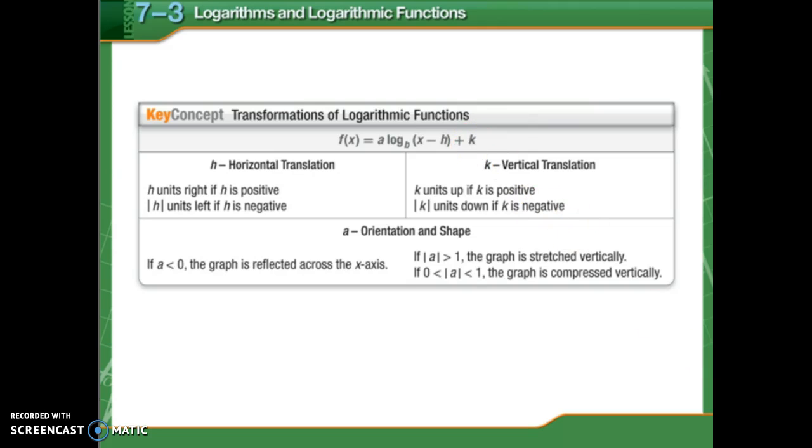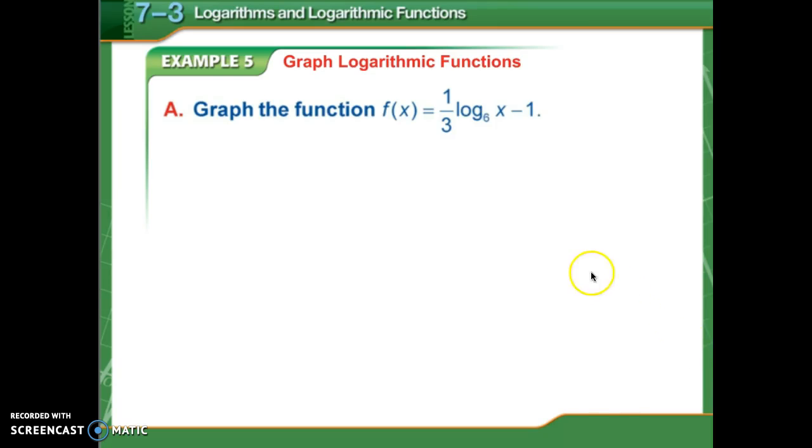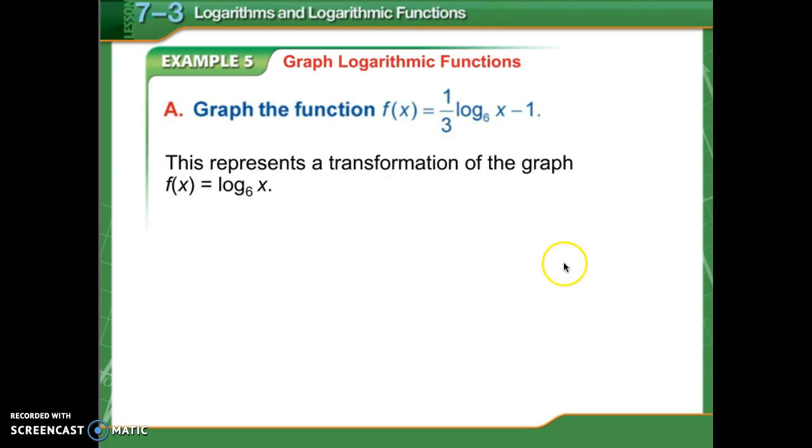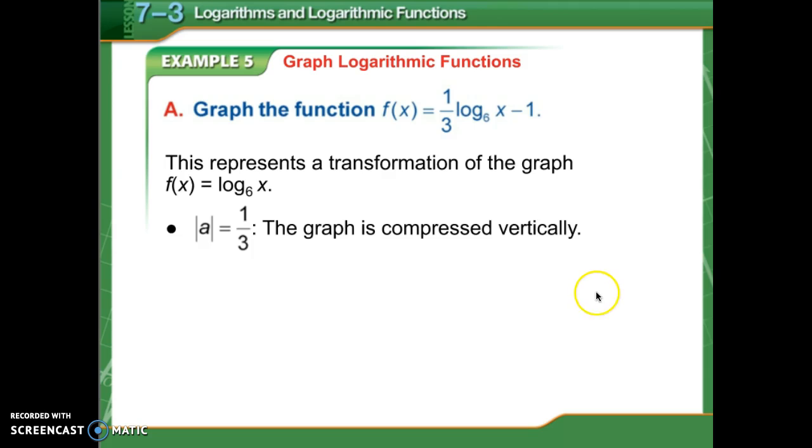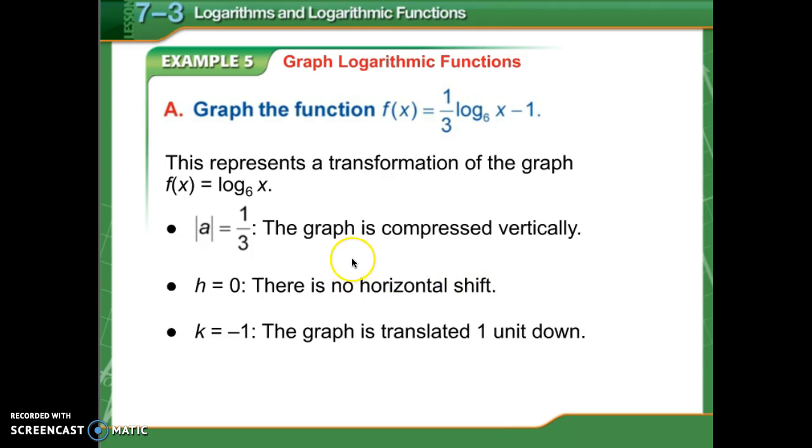So let's apply this concept now into example 5. We're going to graph the function 1/3 log base 6 of x, minus 1. What we want to do first, I think it would be really smart, is to identify the transformations on our graph. We can see that our A value is 1/3. That means our graph is compressed vertically, which means it's squished down.